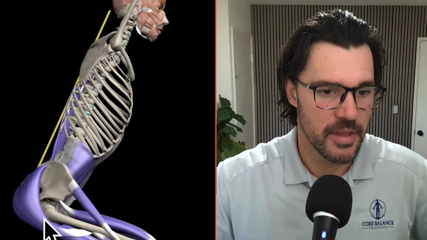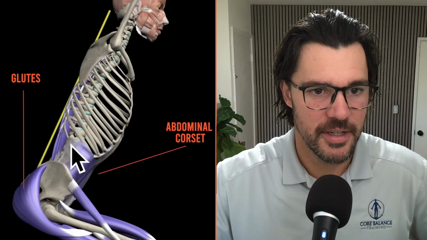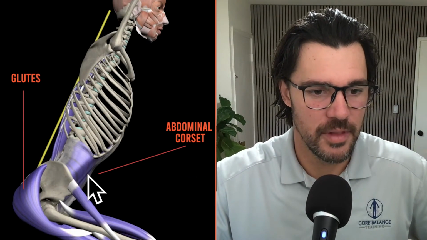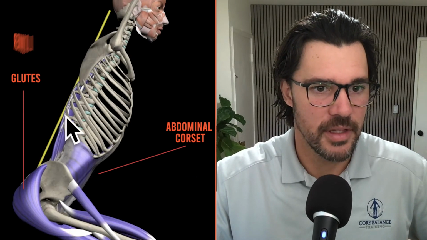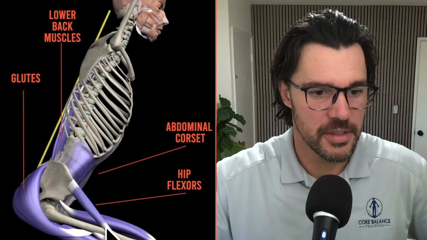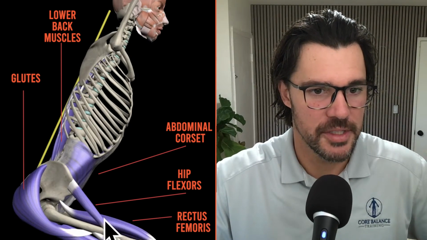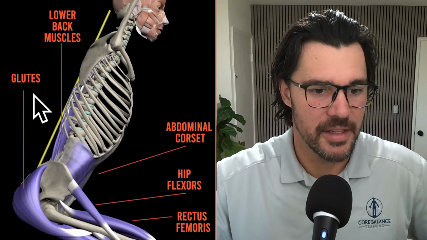This is a picture of muscular balance. And we have pictured here the glutes. We have the abdominal corset that I love so much. We have the lower back muscles here. And we have the hip flexors. This would be the TFL. And this would be the rectus femoris. They're all in balance with each other here.